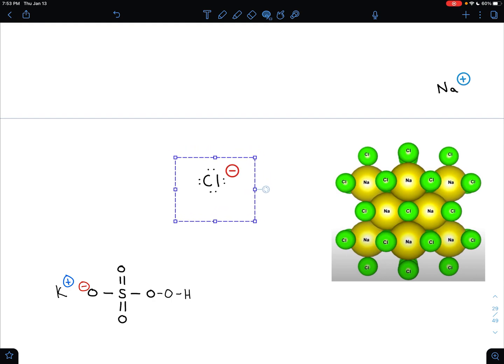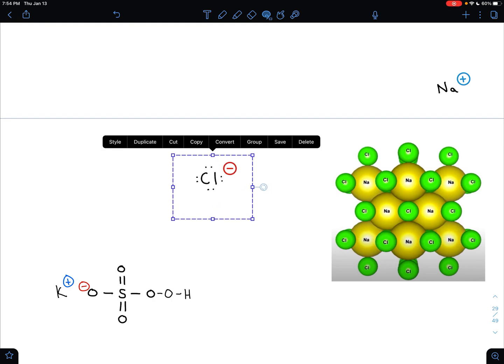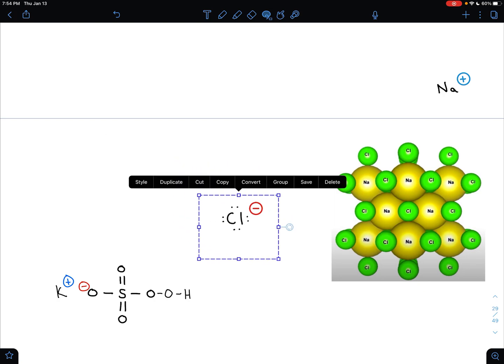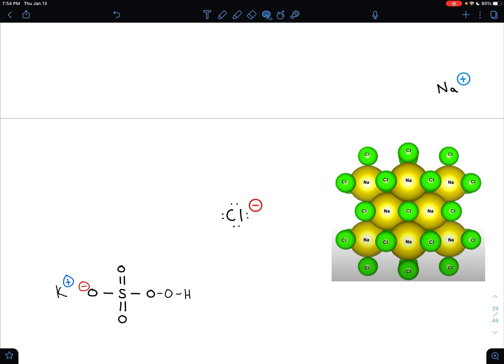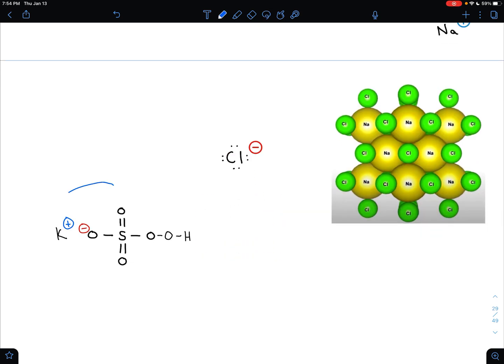Because the chlorine is smaller, it's fitting that negative charge in the smaller space, so it's more potent and reactive. So chlorine here is going to act as our nucleophile, it has a negative charge. And while this large molecule called potassium peroxymonosulfate looks really complicated, conceptually, this is altogether just a big leaving group.